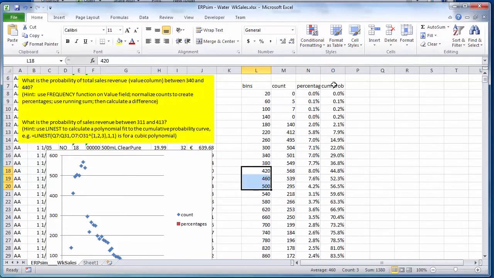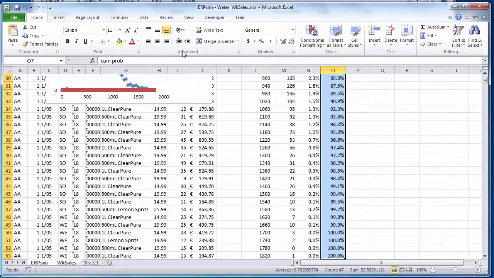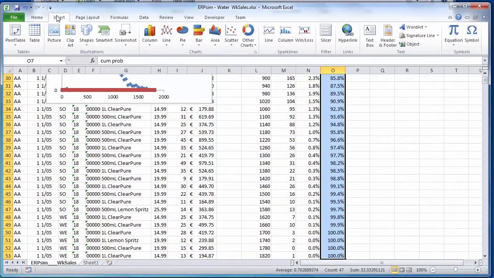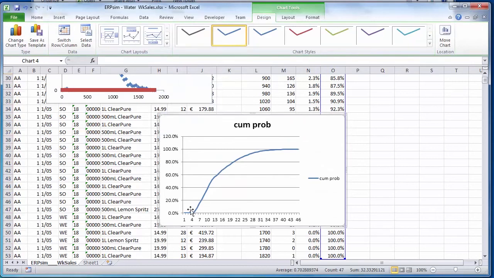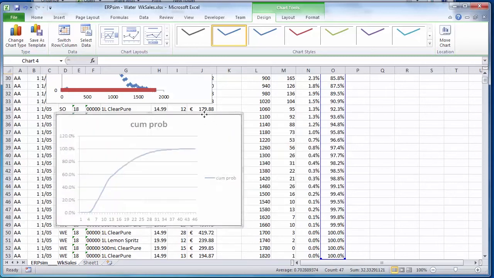Now if we plot this, you'll see that it has a nice look to it. This is a cumulative probability distribution. It has sort of an S-type shape to it. And we could fit a curve to this, and it would be a pretty nice curve. It would fit pretty well.